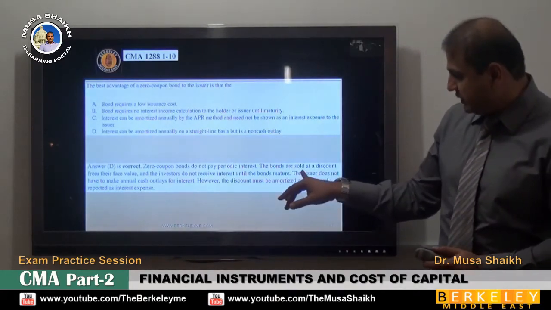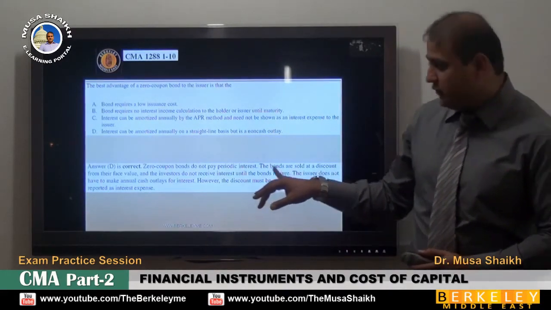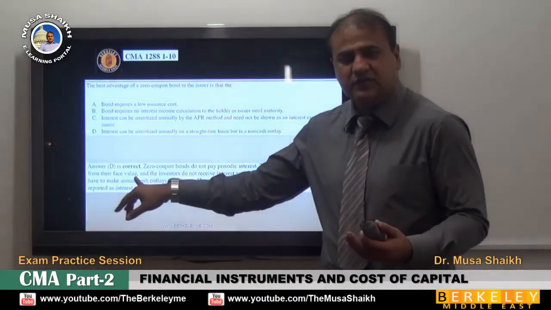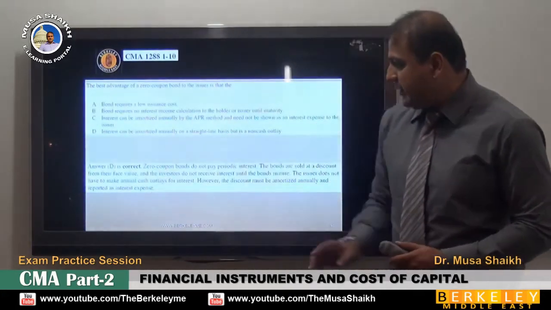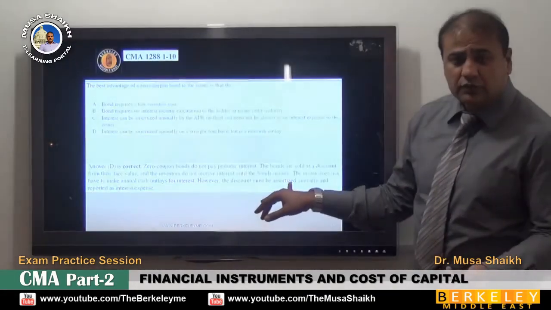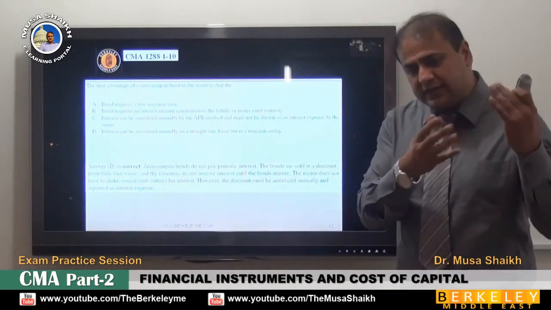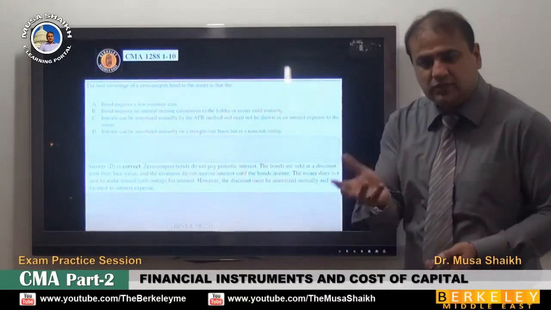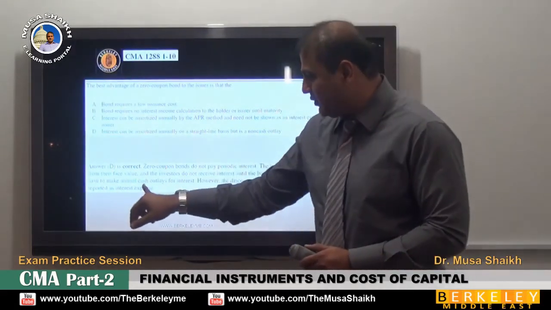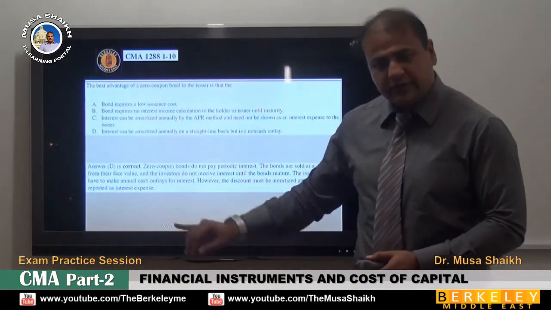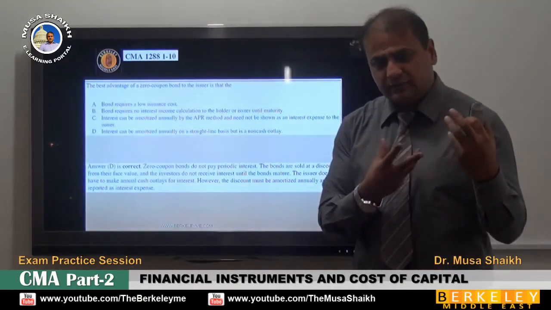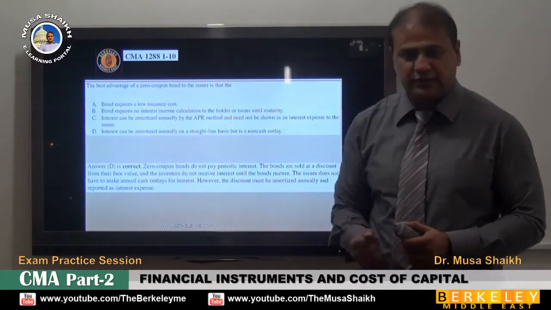The bonds are sold at a discount from the face value. If it is $1, it is sold at like 80 cents. The investor does not receive interest until the bonds mature. So whatever you have to pay, you start amortizing. You don't actually need to pay until it matures. The issuer does not have to make an annual cash outflow for interest because he just has to accrue it. He has to accrue his payment until the time of maturity.